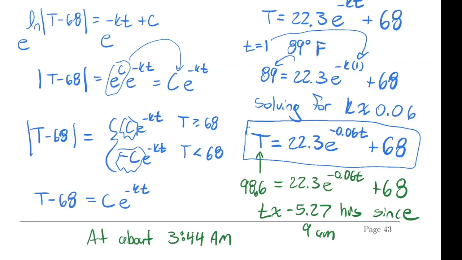So if you do the math, subtract 5 hours and about another quarter of an hour, that puts you at about 3:44 a.m. Any questions about that? Do groups have any questions about any steps in there?